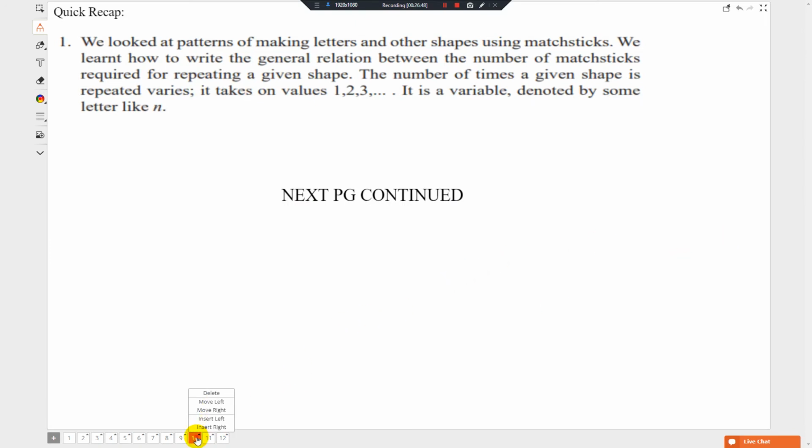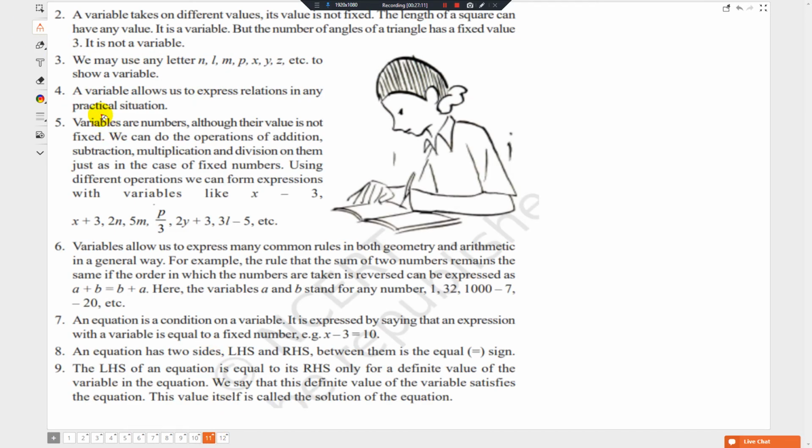Now we looked at patterns, a quick recap. No need of patterns; patterns are not related to sixth standard. Now see, a variable takes on different values. Its value is not fixed. The length of a square can have any value, so it is a variable. But the number of angles of a triangle has a fixed value, so it is not a variable.